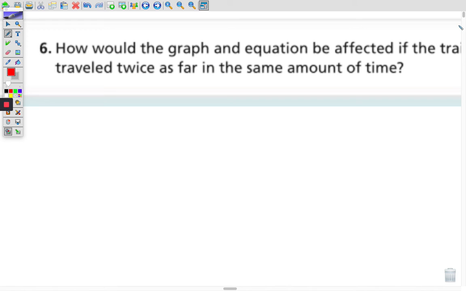So how would the graph and the equation be affected if the train traveled twice as far in the same amount of time? To travel twice as far, that means that we would need to multiply by what? If we're going twice the distance, we would need to multiply by 2. So that means that there would be a vertical stretch by a factor of 2.